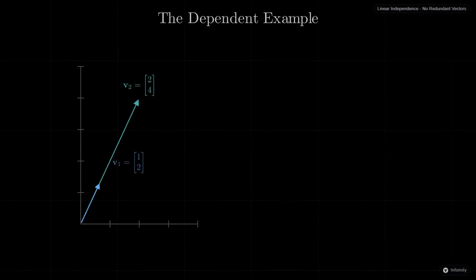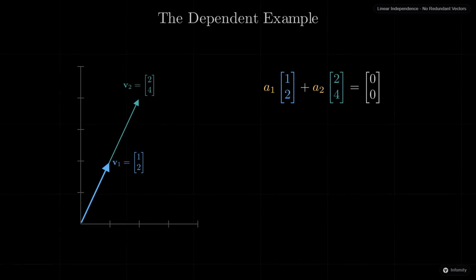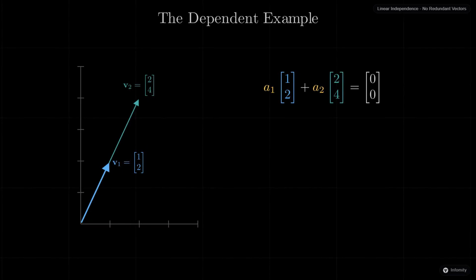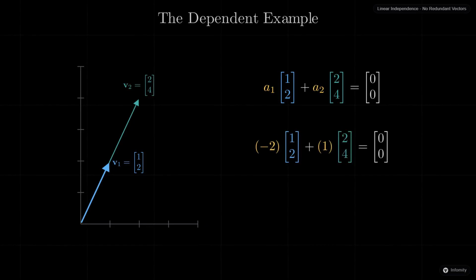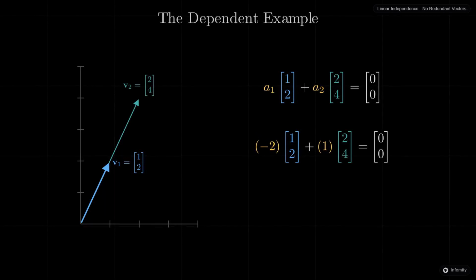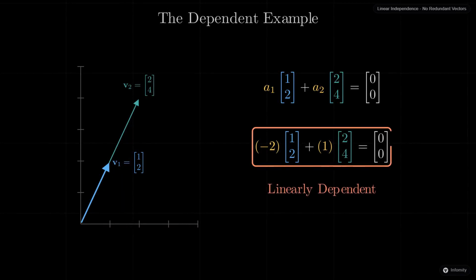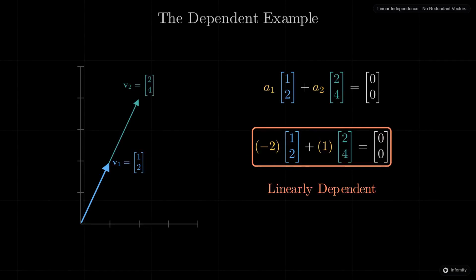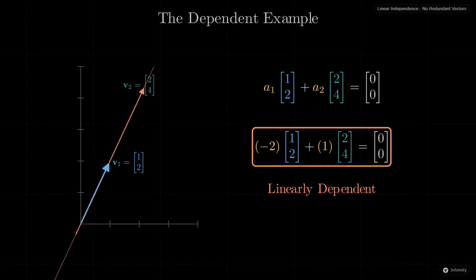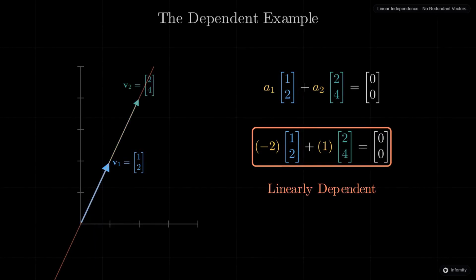But what if our vectors were (1, 2) and (2, 4)? When we set up the same equation, we quickly discover that we do not need zero scalars. Because they are related, we can simply scale the first vector by -2 and then add it to the second to get 0. If we look closely at their relationship, a simple pattern emerges. Because we found a non-zero solution, the math flags these vectors as linearly dependent. They are pointing along the exact same line, offering no new directions.